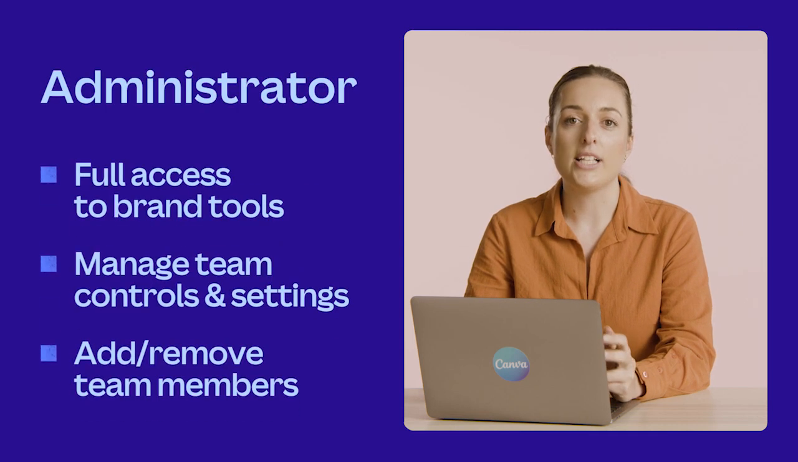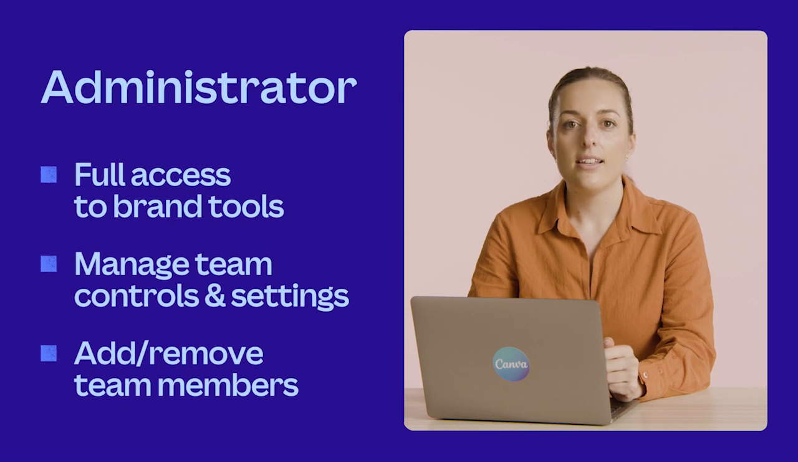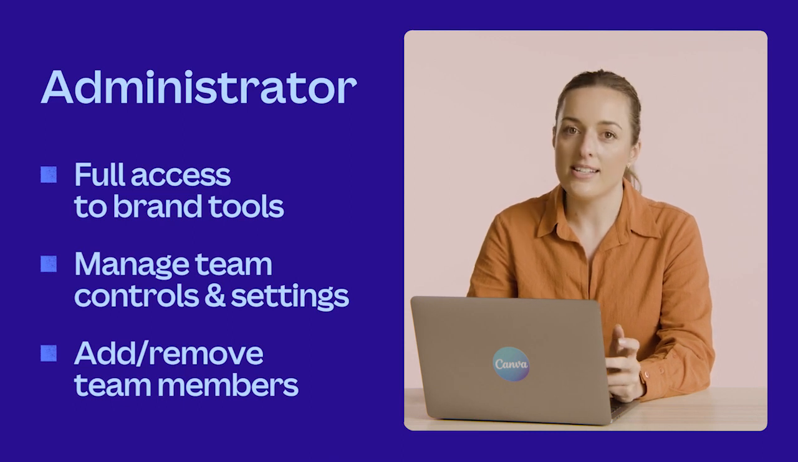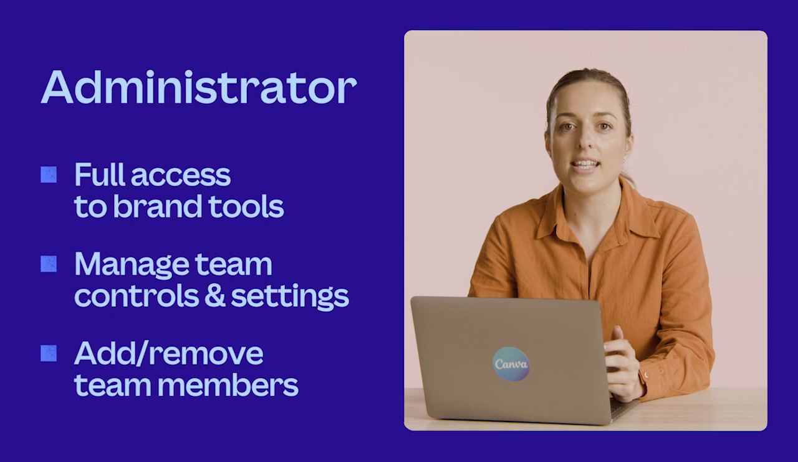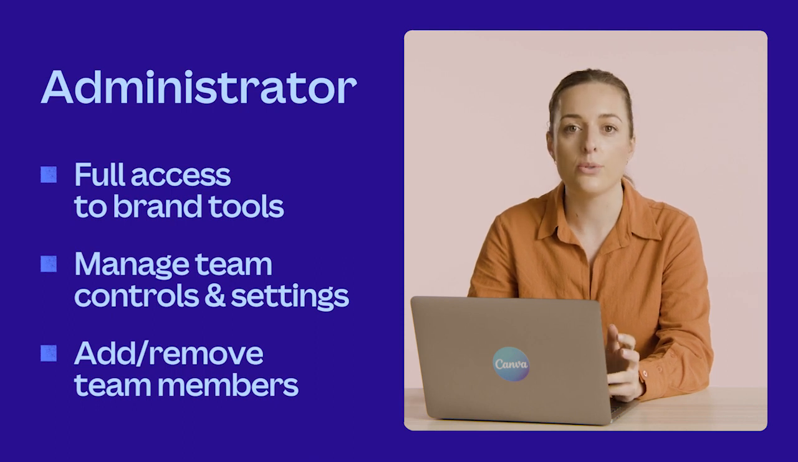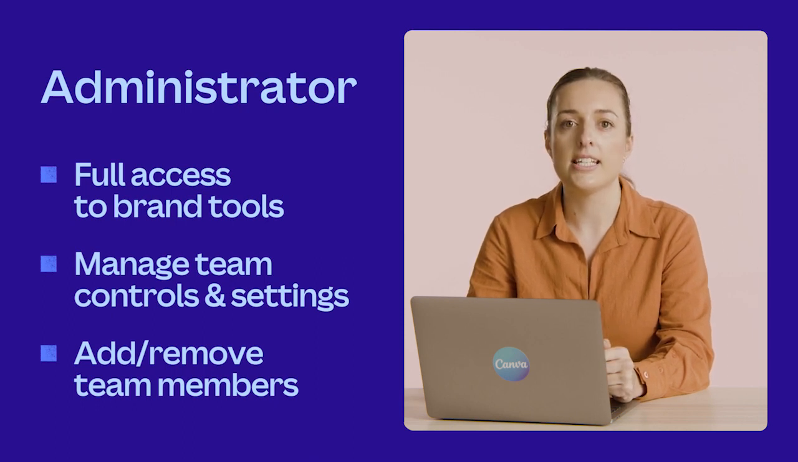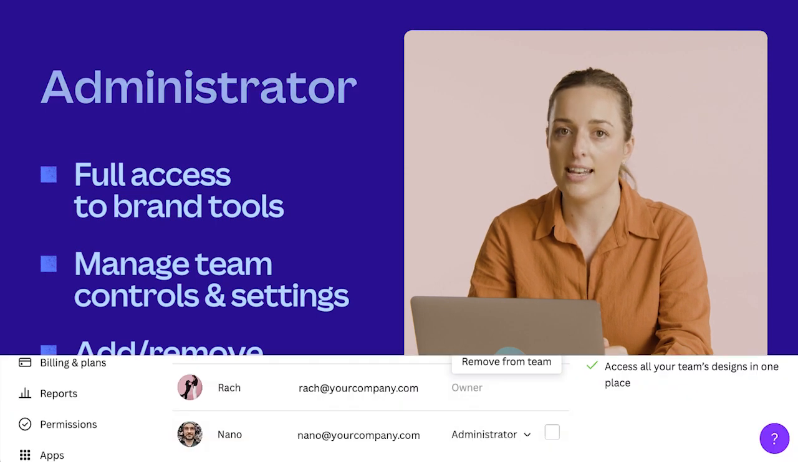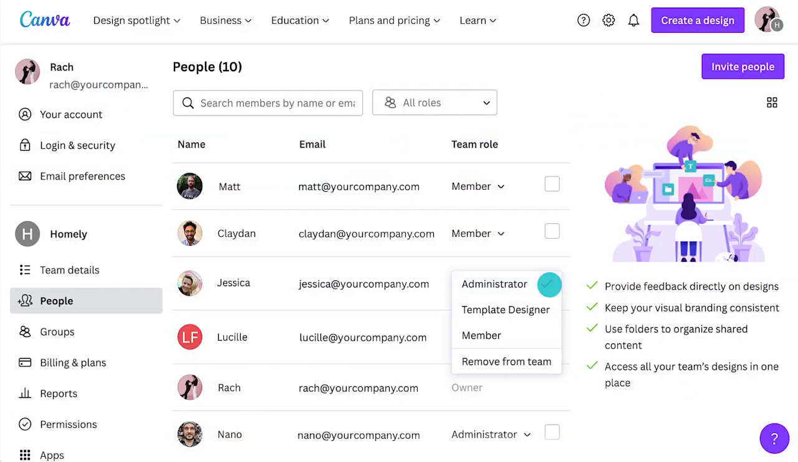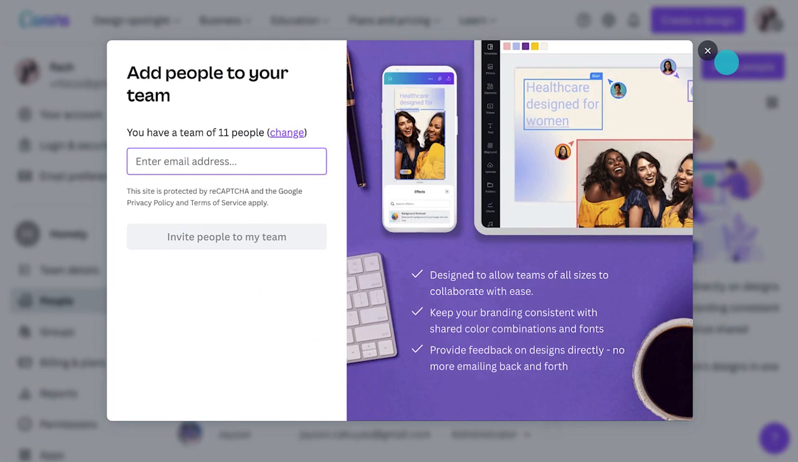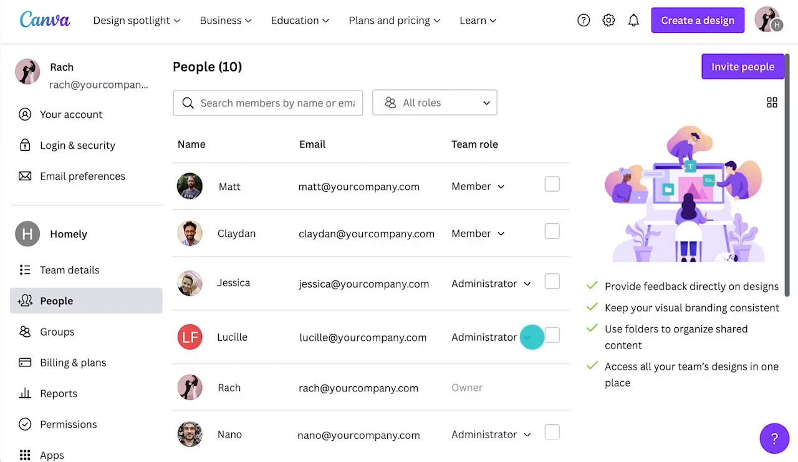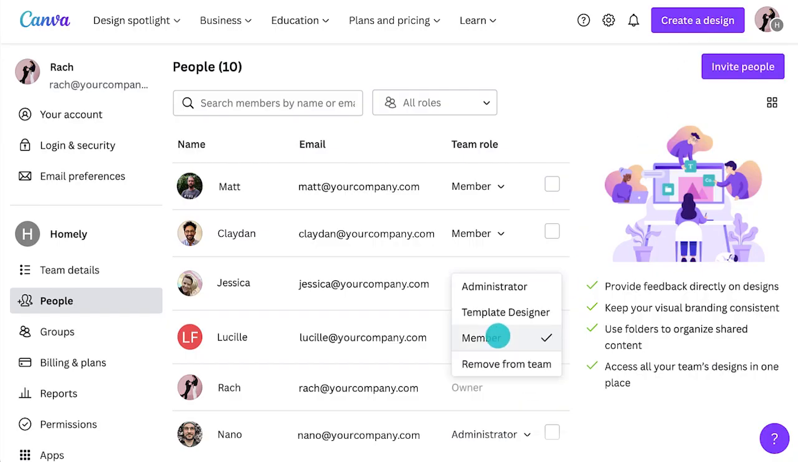The third role is administrator. This one is pretty self-explanatory. This role is for those who need to administer the team. Administrators have full access to brand tools, as well as the ability to manage team controls and settings. Administrators can add people to the team, change their permissions, and even remove team members.